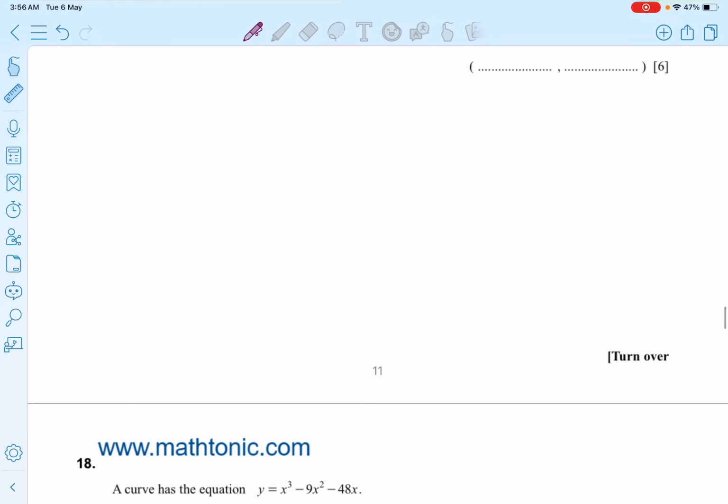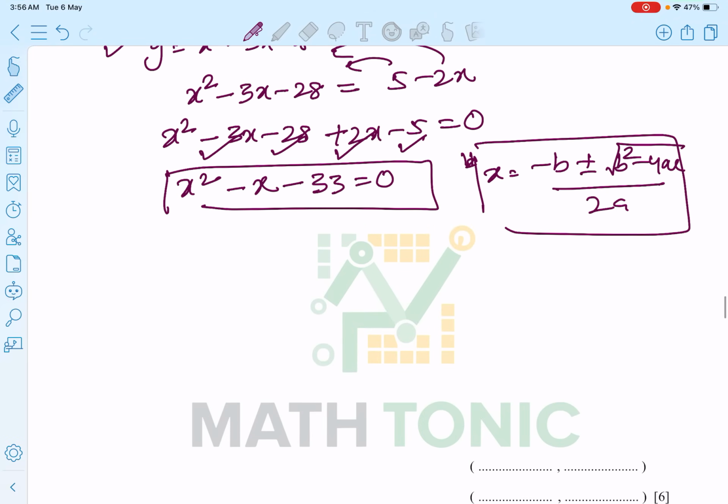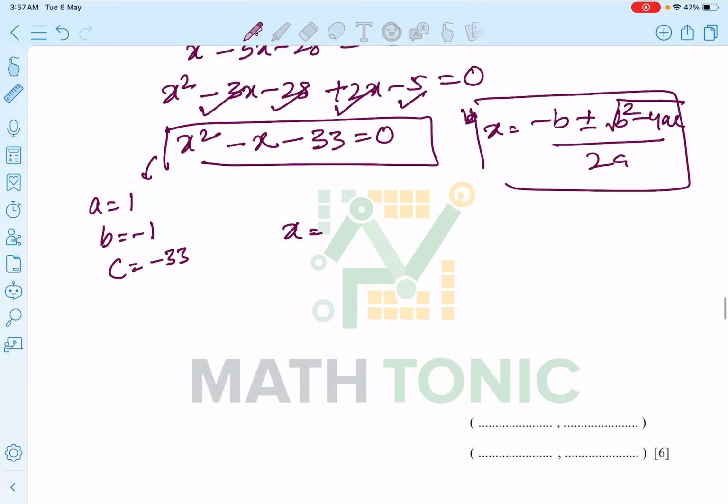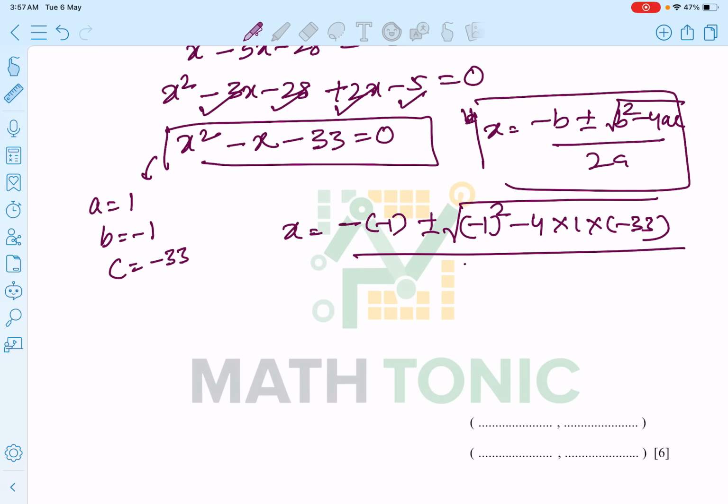Okay, now how to find the value of this one? From this quadratic equation, we have a equals 1, b equals -1, and c equals minus 33. Can you see this? So how to find the value of x? x equals minus b, minus minus 1, plus or minus the square root of minus 1 squared minus 4 times a times c, and c is given as minus 33, all over 2a, that is 2 times 1.